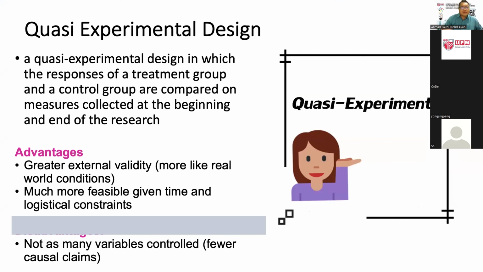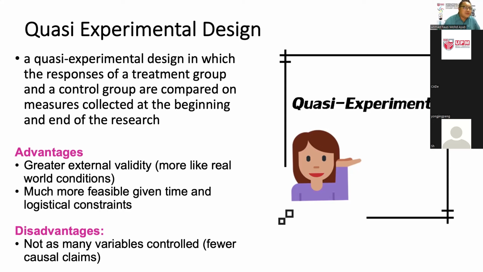So quasi-experimental is when you cannot do the randomization, meaning that the students are in intact groups. So for example, if you have two classes, group A is for the control group and group B for the experimental group. So these students will be in the same group towards the end.